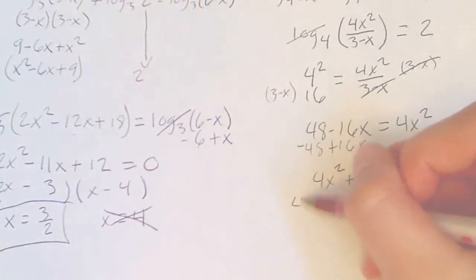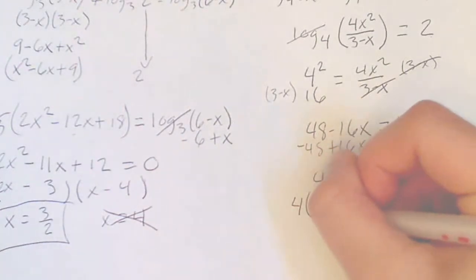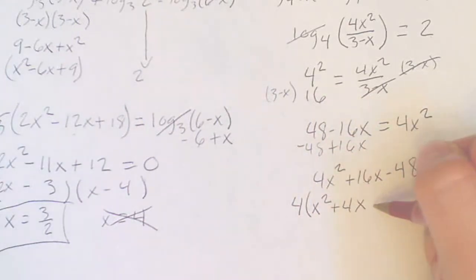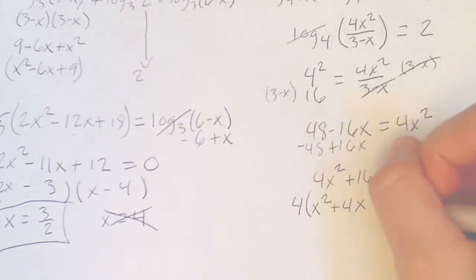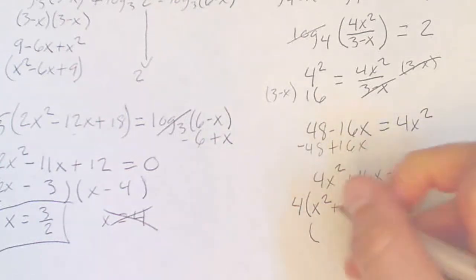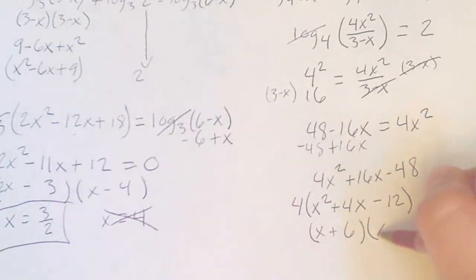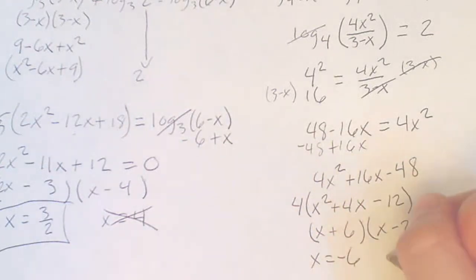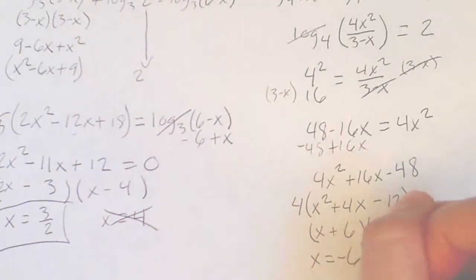When you factor it, you can take a 4 out. So you take a 4 out and you're left with x squared plus 4x minus 12. And then when you factor that, you get x plus 6 and x minus 2. So when you set them to 0, you end up with x equals negative 6 and x equals 2. But since x is negative 6, you know that's not going to work. And so your answer is x equals 2.